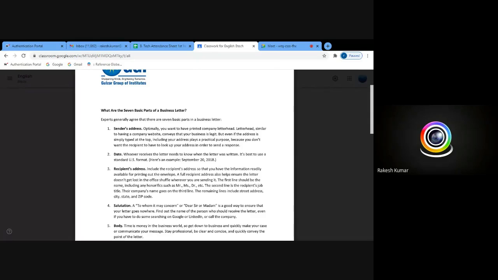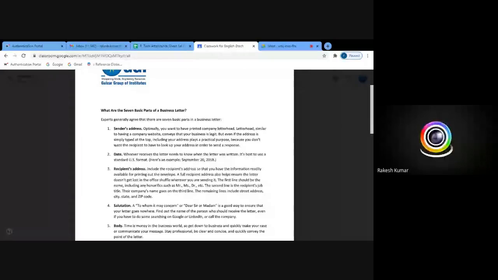The first line should be the name, including any honorifics such as Mr., Mrs., Ms., Doctor, etc. The second line is the recipient's job title. The company's name goes on the third line. The remaining line includes street address, city, state, and zip code. So this is how you will write down the recipient's address. They're saying receiver's name along with his or her title.